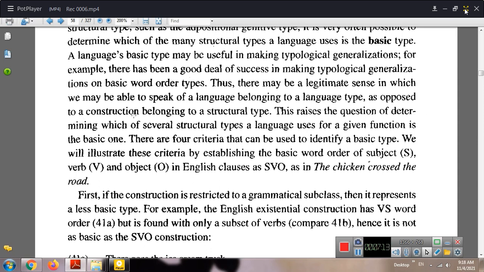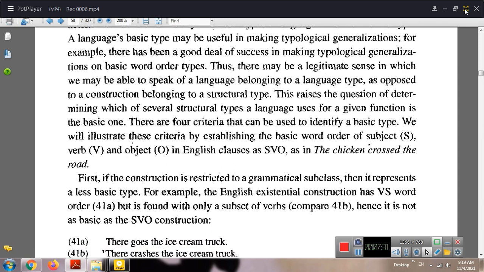This raises the question of determining which of several structural types a language uses for a given function is the basic one. There are 4 criteria that can be used to identify a basic type. We will illustrate these criteria by establishing the basic word order of subject S, verb V, and object O in English clauses as SVO, as in the chicken crossed the road.